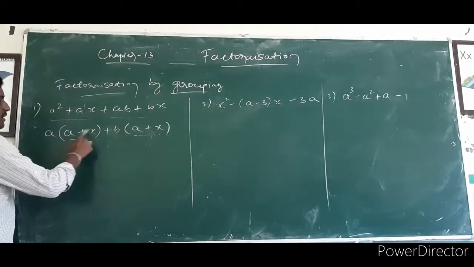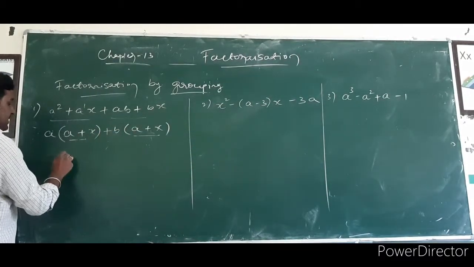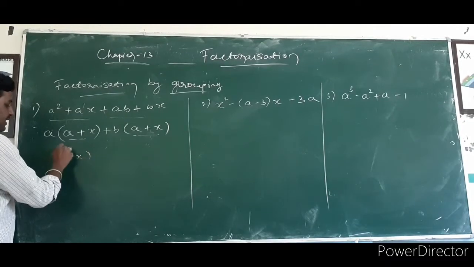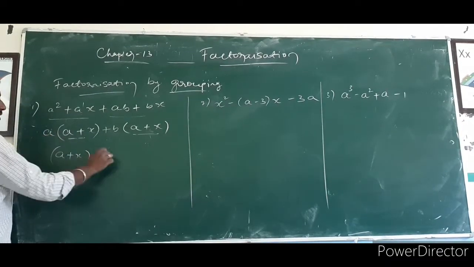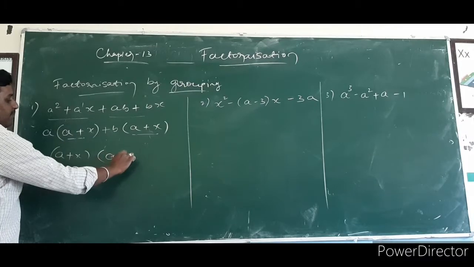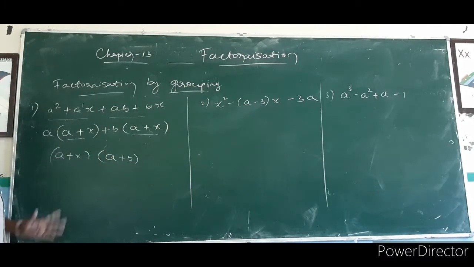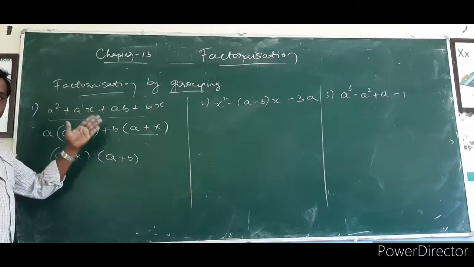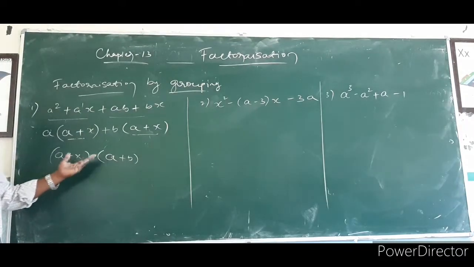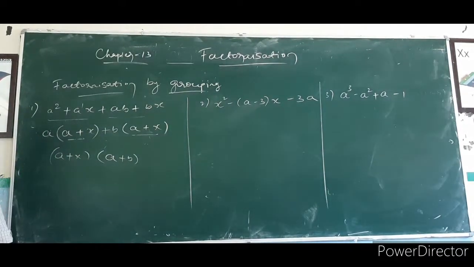So here common is a plus x and a plus x. Take common a plus x. Then what is remaining here? a. What is remaining here? Plus b. So easily by grouping, taking common factor outside, write the answer in the last step.